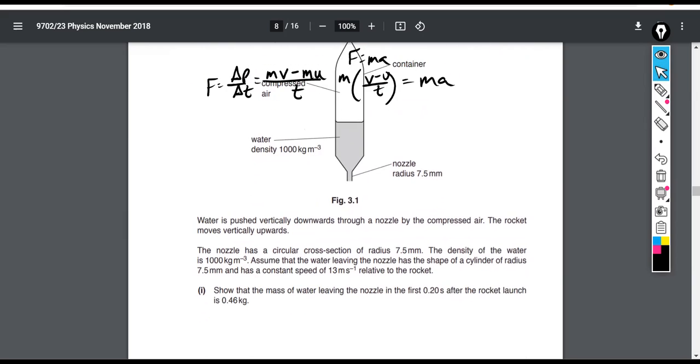It says water is pushed vertically downwards through a nozzle by the compressed air. The rocket moves vertically upwards. The nozzle has a circular cross-section of radius 7.5 millimeters. The density of the water is 1,000 kilograms per cubic meter. That's the second time we've seen the density of water today. Assume that the water leaving the nozzle has the shape of a cylinder of radius 7.5 millimeters and has a constant speed of 13 meters per second relative to the rocket. Show that the mass of water leaving the nozzle in the first 0.2 seconds after the rocket launch is 0.46 kilograms.